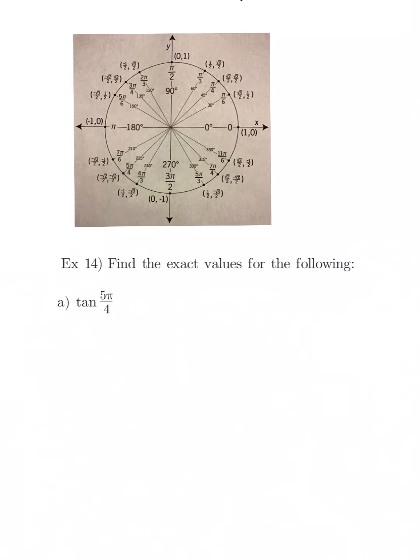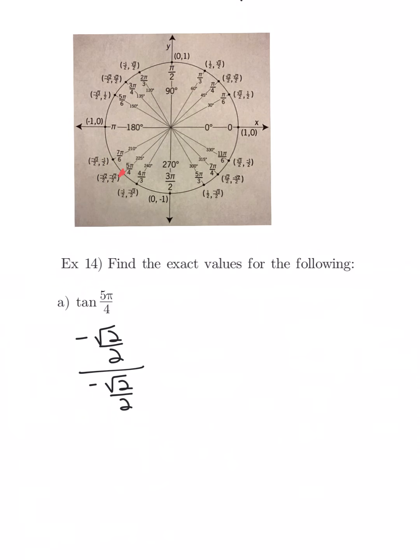Our next example needs the unit circle, so I have put the unit circle back in place for us to be able to use it. We are asked to find exact values for the following, and part A says tangent of 5 pi over 4. So first thing we are going to do is find 5 pi over 4, which is here. We want tangent. Tangent is the y over the x. Our y value is negative square root of 2 over 2. The x value is also negative square root of 2 over 2.